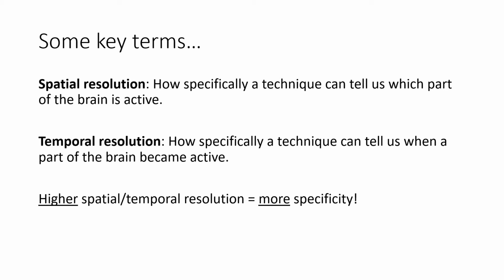Temporal resolution is just how specifically a technique can tell us when that part of the brain became active. So very, very high temporal resolution would be able to tell us down to the millisecond, whereas very low temporal resolution might only be able to tell us down to within about 10 seconds or so. So just remember that higher temporal or spatial resolution means that we're being more specific.